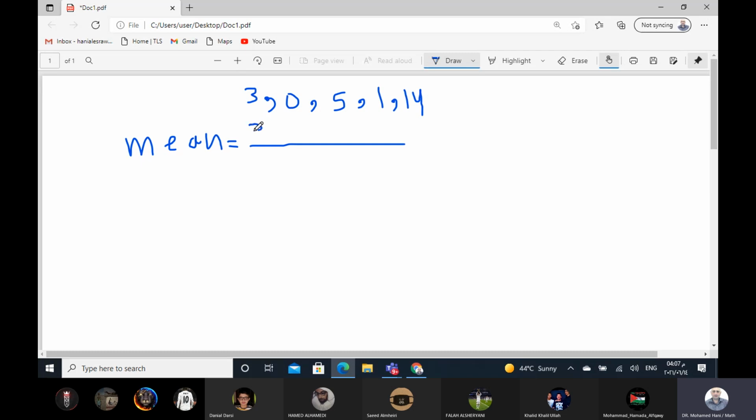So we can write here 3 plus 0 plus 5 plus 1 plus 14. Divide by the amount of numbers inside the data. We have 1, 2, 3, 4, 5. So divide by 5.